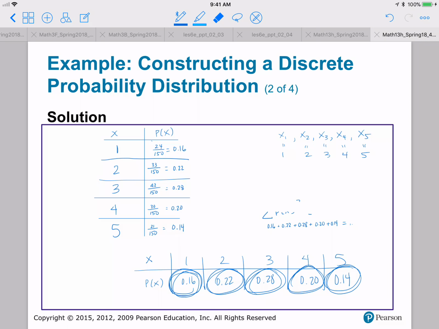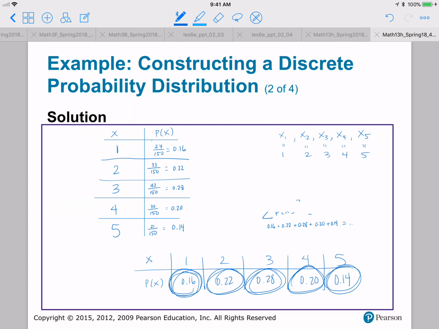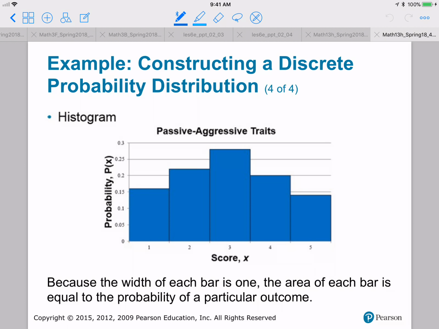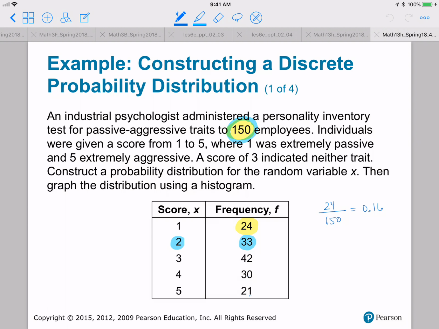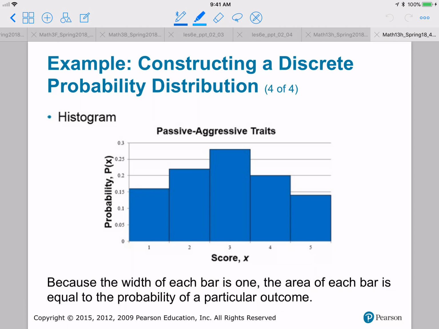Okay, so let's go to our next example, which, oh, sorry, I guess I was supposed to use up more space than I did. Here's what we want to do. My instructions were to construct a probability distribution for the random variable x, did that. Then graph the distribution using a histogram. I forgot that I was supposed to do that. But lucky for me, it is included in our slides.